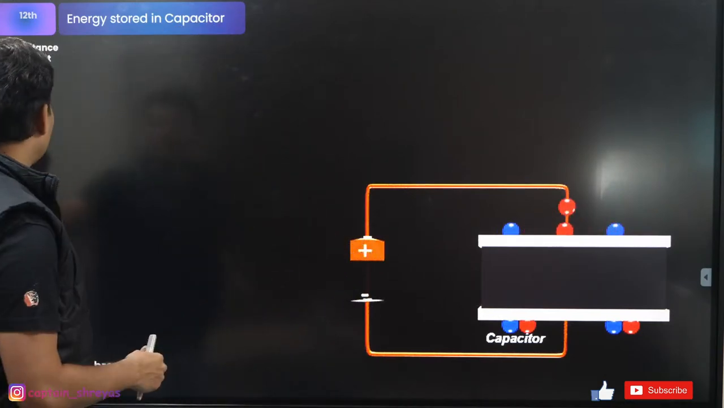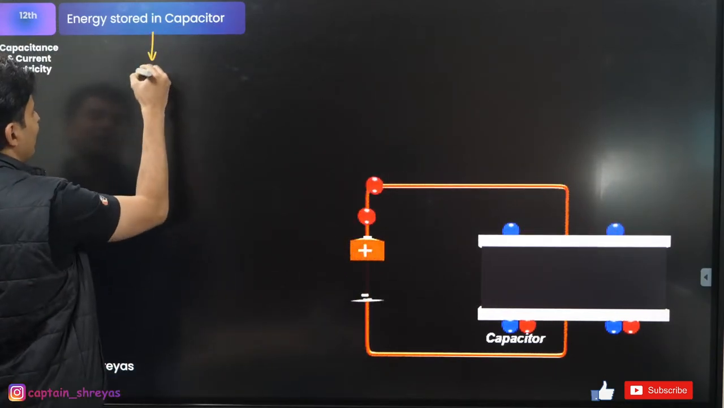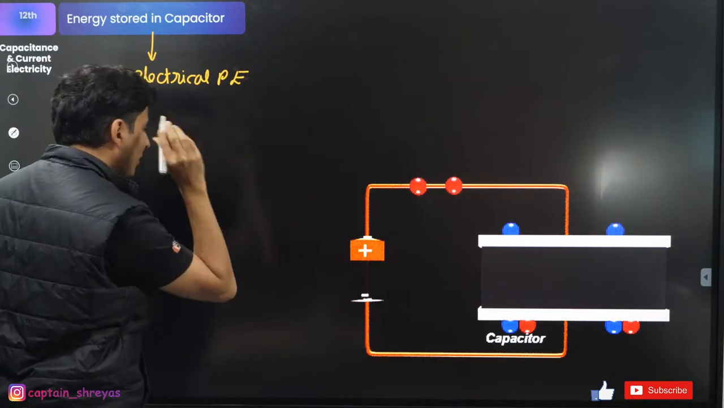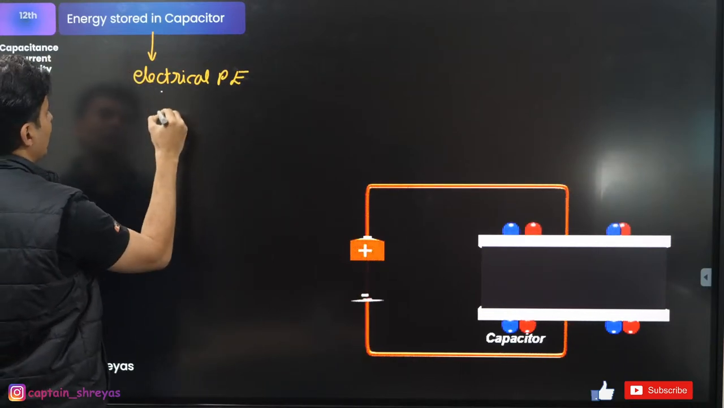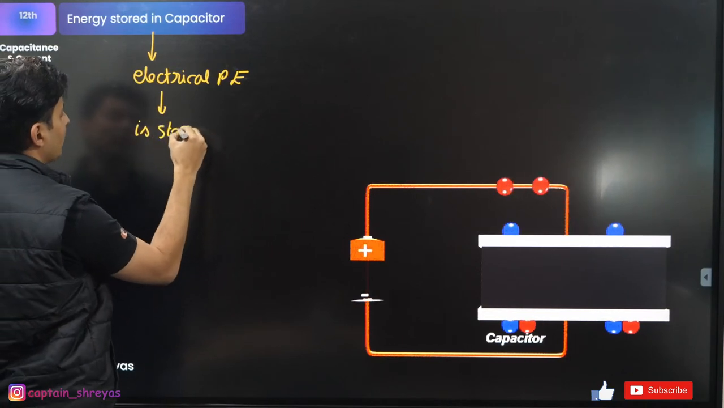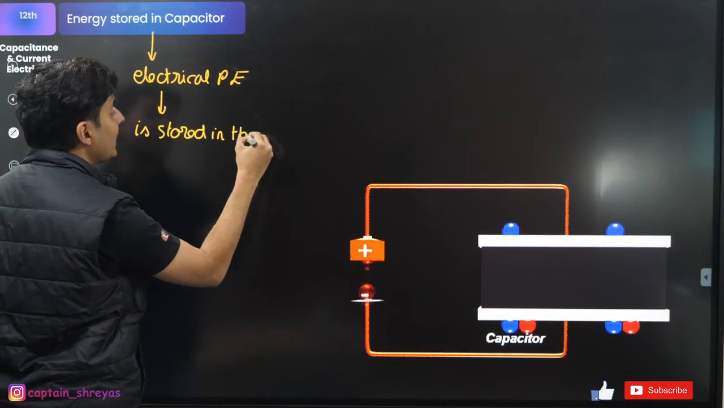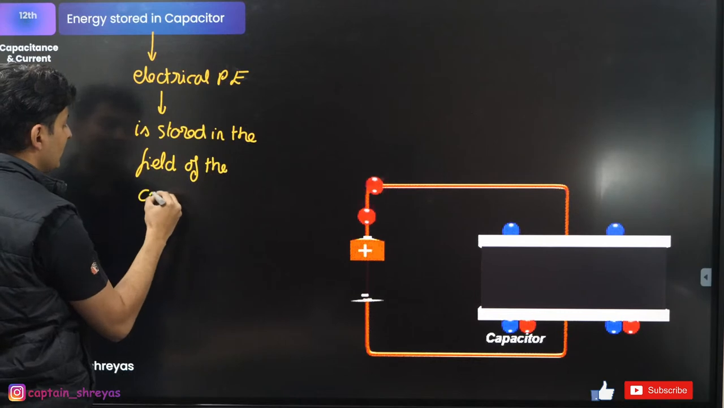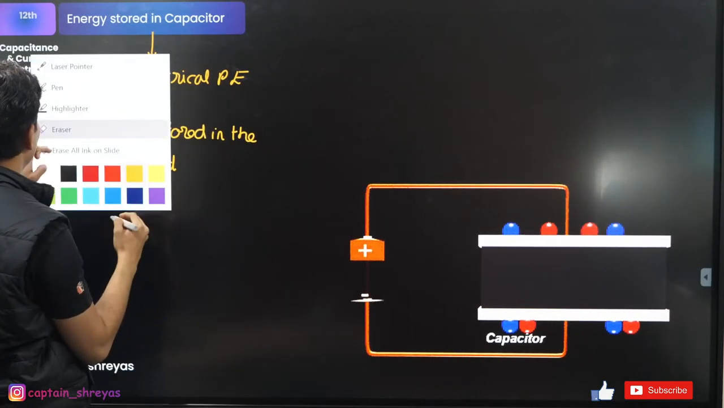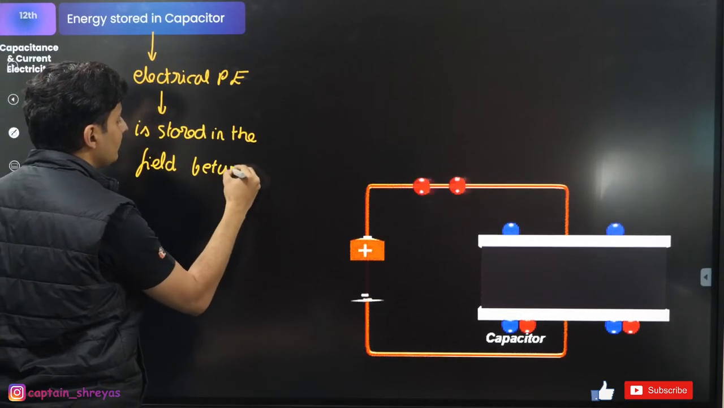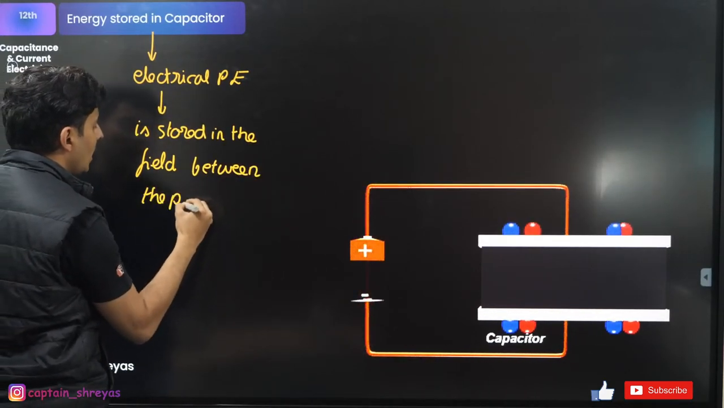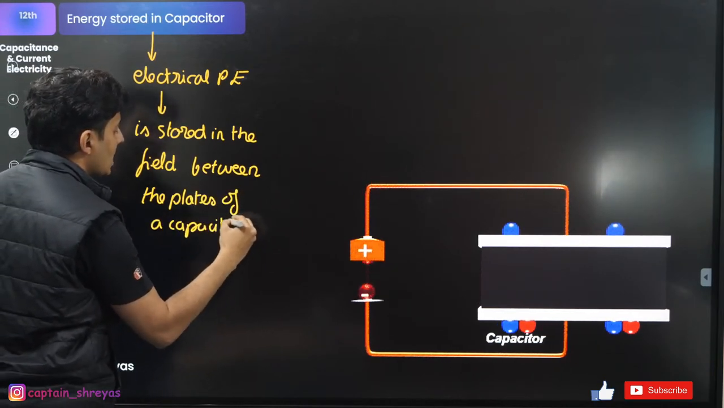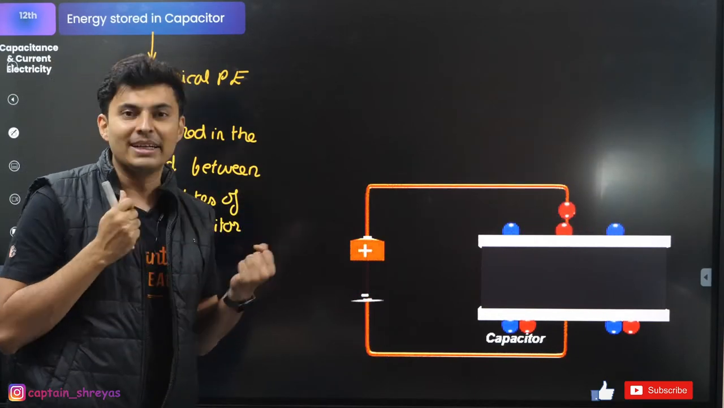Now, like I told you, the energy stored in a capacitor is in the form of electrical potential energy. Not just that, I am also saying that the electrical potential energy is stored in the field of the capacitor, or field between the plates of the capacitor. That's very, very important. It's stored always in between of them because that's where the field is.